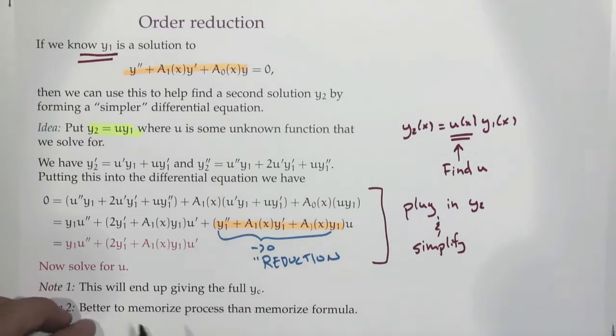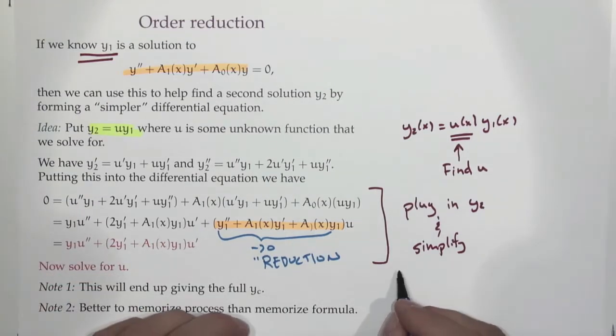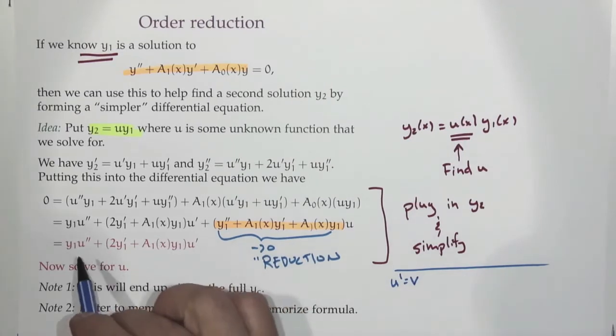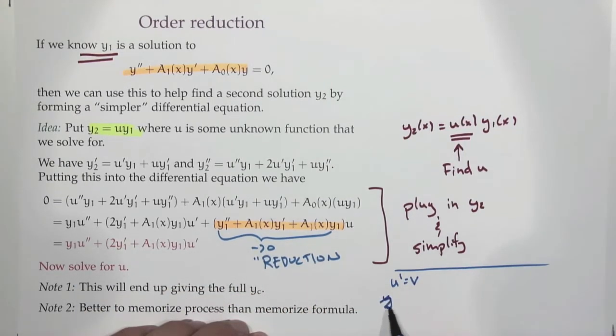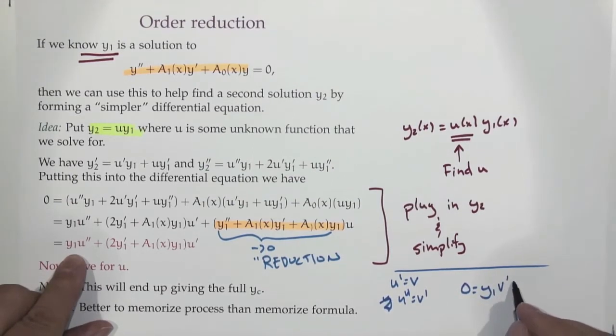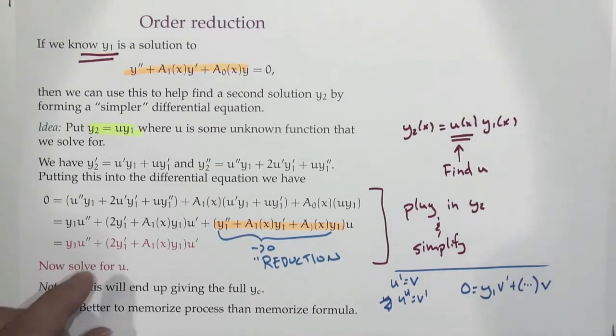So what you can actually do, this is one of the things we learned when we talked about substitution, we can say, okay, let's set u prime to be something, we'll call it v. And then u double prime is v prime. And so then what we have is 0 equals y1 v prime plus stuff times v. So it really becomes a first order differential equation. And then we solve another first order differential equation. So it becomes a simple process because we know how to solve first order differential equations.